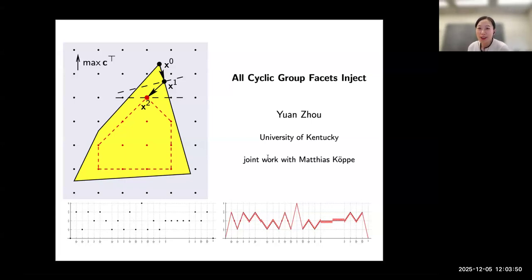It's my great pleasure to be here talking about our recent work on all-cyclic group facets. This is a joint work with my former PhD advisor, Matthias Köppe from UC Davis. So I usually work in cutting planes and more specifically cut-generating functions. I will introduce what that is, then a specific problem about the master group relaxation, where the master comes from.